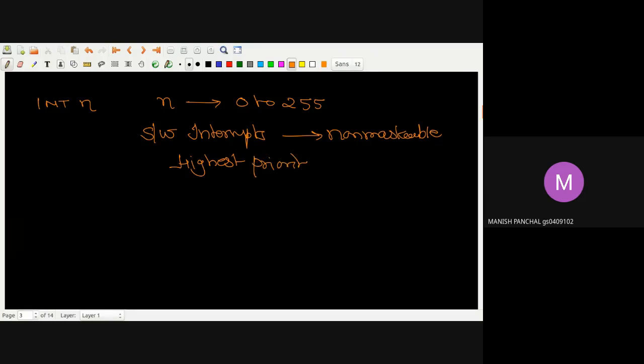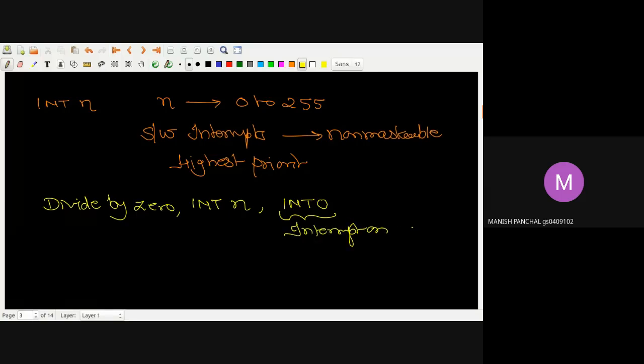If I talk about the priority, the priority will be highest for divide by 0. This is one type of interrupt. Another one is INT n, where the value of n can range from 0 to 255. And another is INT O, not INT 0. Remember, it is called interrupt on overflow. This type of interrupt has the highest priority.